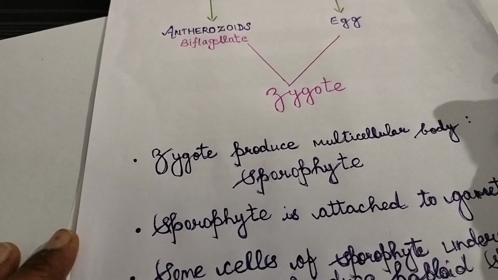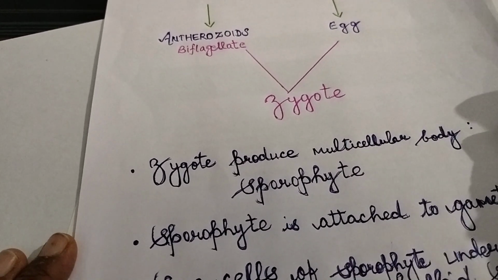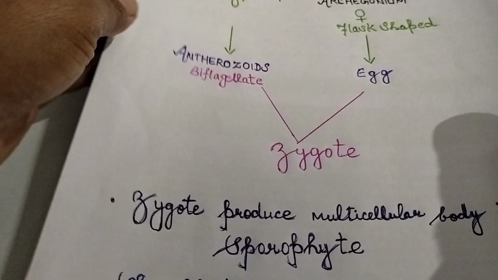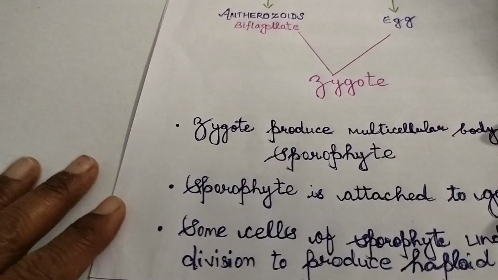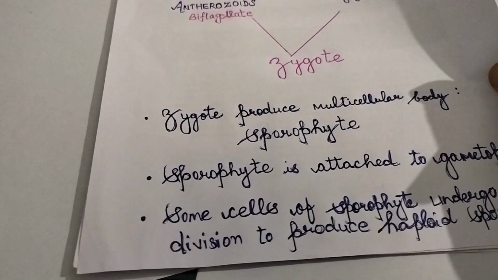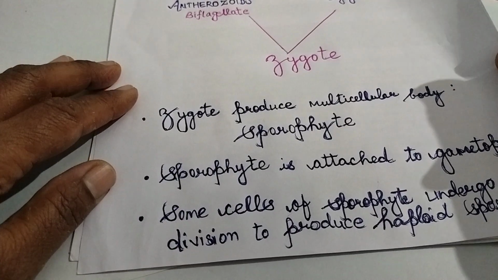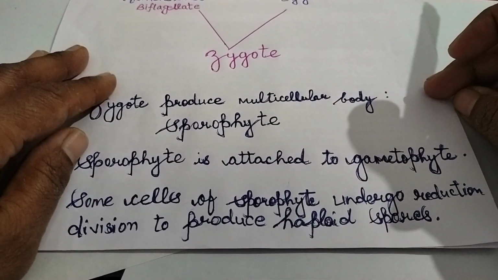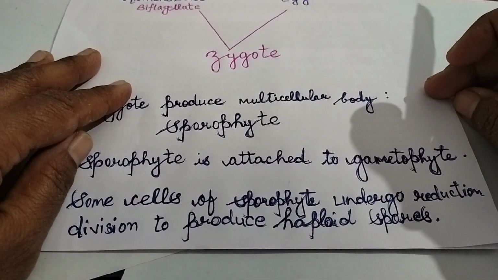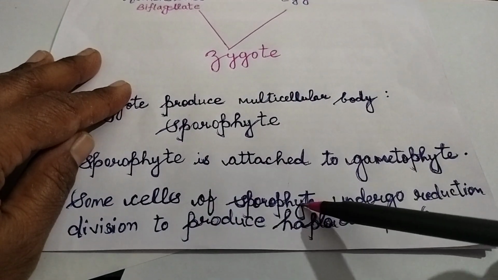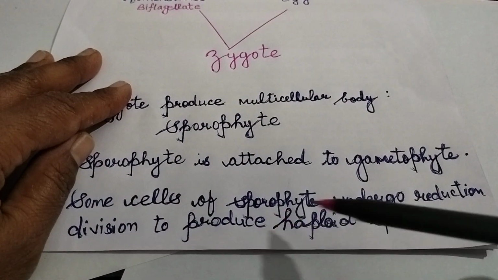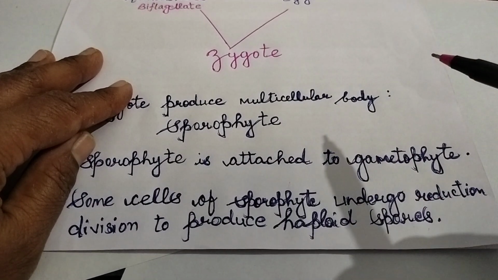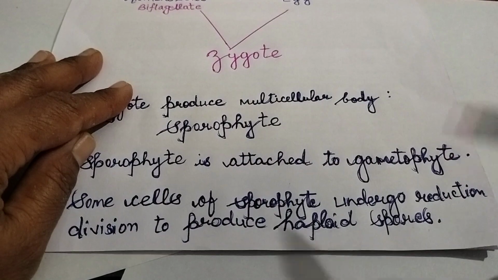Now some cells of this sporophyte produce spores. And how? The reduction division or meiosis takes place. Some cells of the sporophyte undergo meiosis, or reduction division, and produce haploid spores. These spores now germinate and grow to form what? The gametophyte.